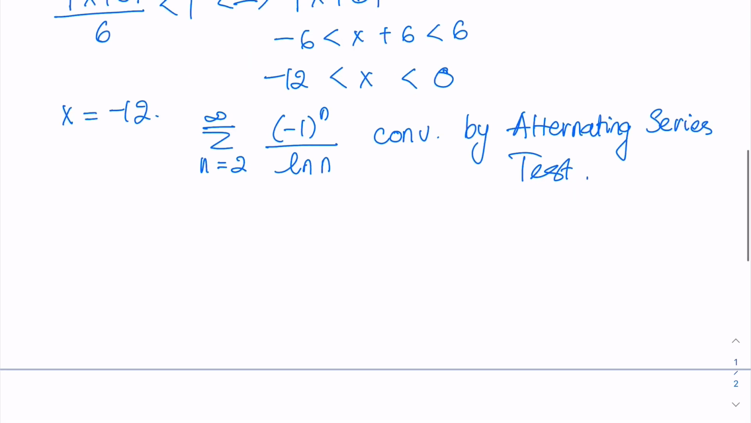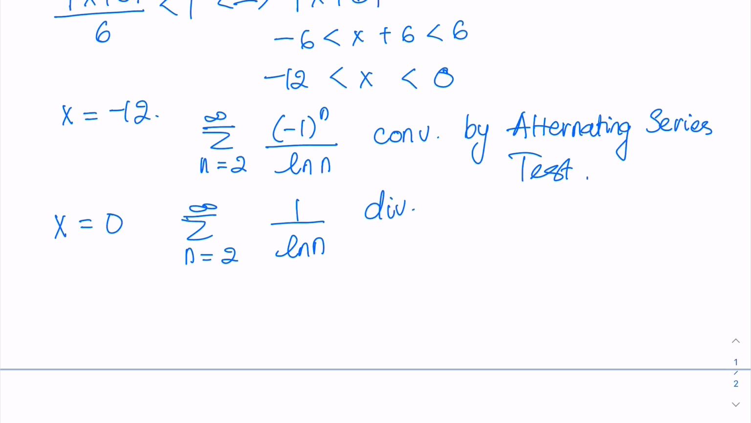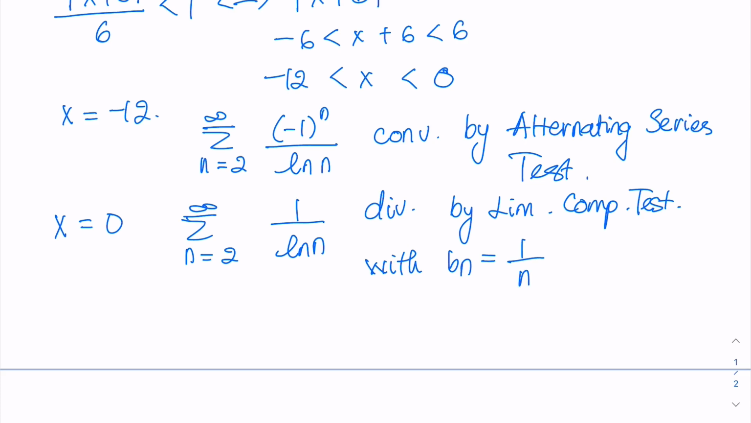When x equals 0, we have this series, 1 over ln n. This one right here diverges by the limit comparison test. I compare this series with b sub n equals 1 over n, which is the harmonic series, and we know that the harmonic series is divergent. Therefore, the interval of convergence is going to include negative 12, but exclude 0.